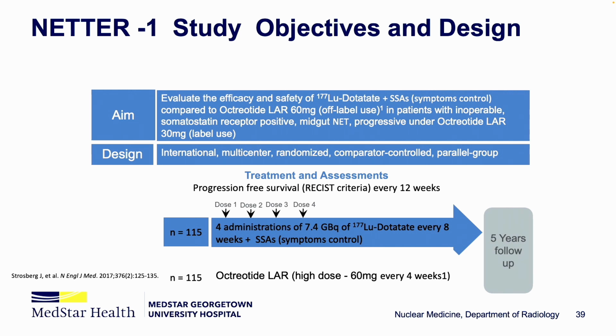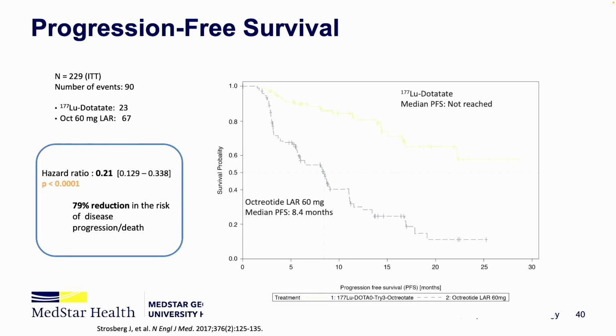The NETTER-1 study, which is the study that led to the approval of the lutetium-177 Dotatate treatment, enrolled roughly 115 patients in each arm, and they were followed for 5 years, and the plan was completed with all four administrations of Lutathera. If we can go on to the next slide, on one side half of the patients had only the octreotide, and the other half had the Lutathera plus the octreotide.